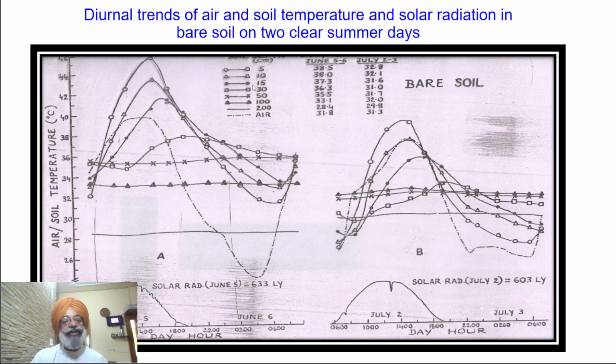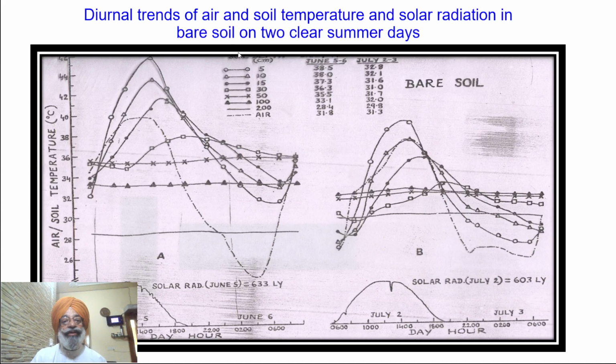So as you move down, the peak temperature decreased. In lower layers, the soil temperature is quite lower than that of air temperature, or even than the surface soil temperature. And also the time lag. So time lag, as I said, in the 5 centimeter soil layer was 3.5 hours. That means it is the difference between the peak time of the solar radiation and the peak time of the soil temperature at 5 centimeter. It was 3.5. So this time lag increased with soil depth. Okay, so these are some points.